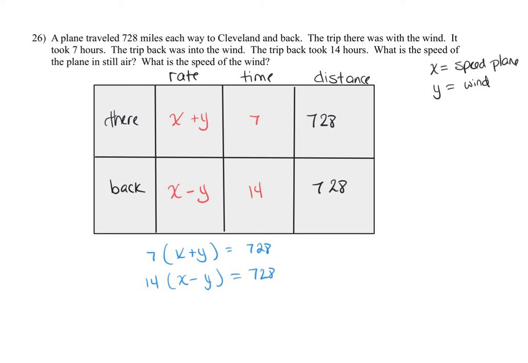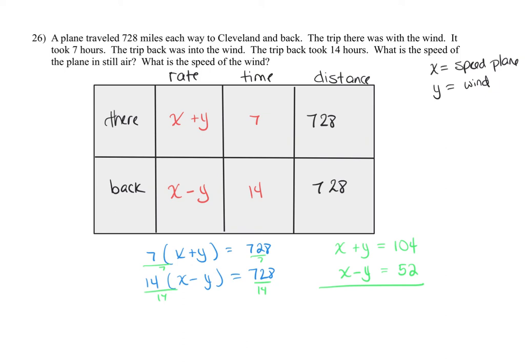equals 728. Now here's the thing about these. Most of the time when I give these to you, that number is going to be divisible. What I mean by that is if you take 728, you can go ahead and divide out the 7, and you will get x plus y equals 104. And then for the next equation, you can actually divide that 14 over, and you will get x minus y equals 52. What do you notice about this? There's an easy way to solve this now, isn't there? Elimination.